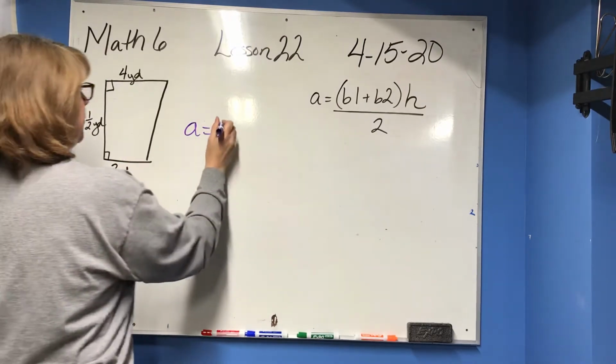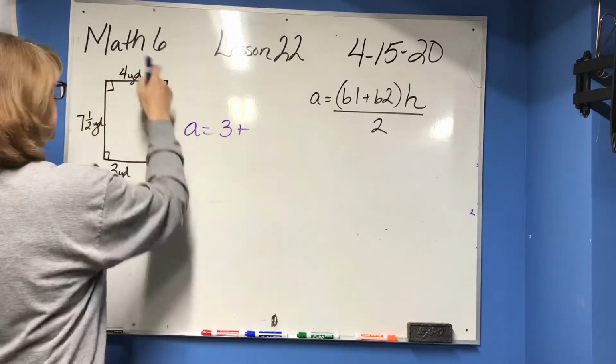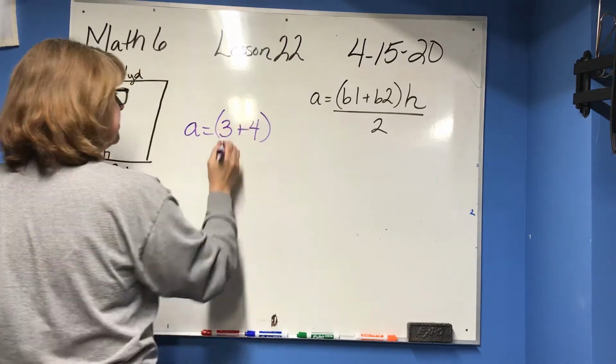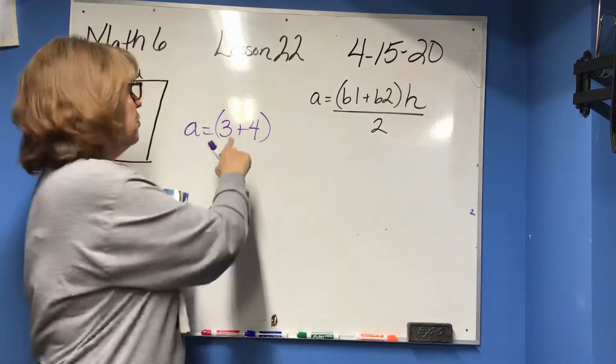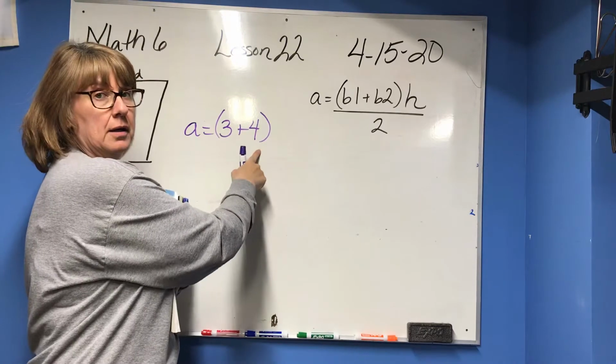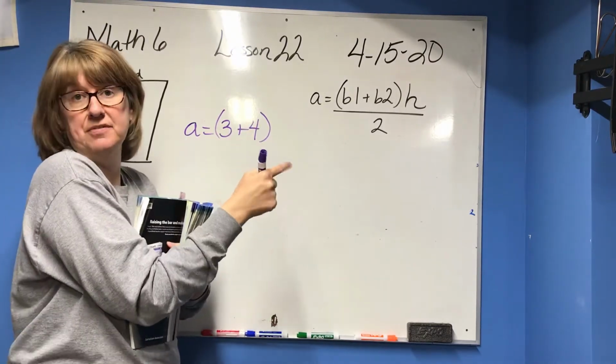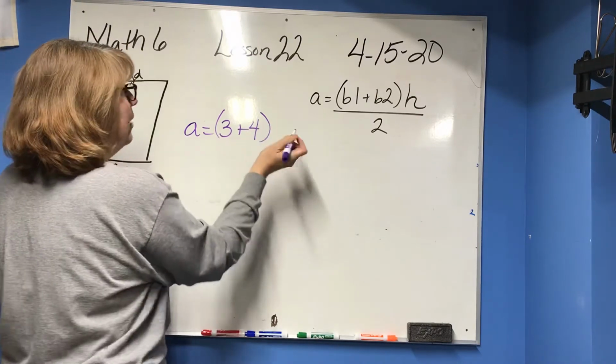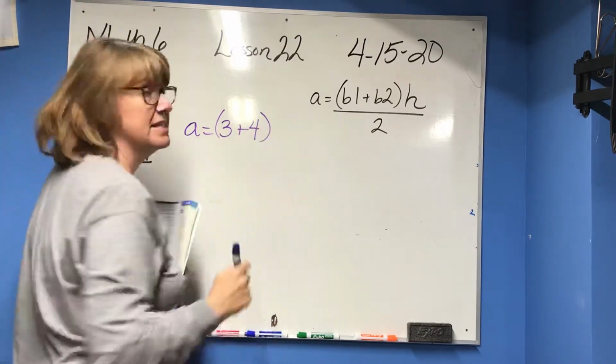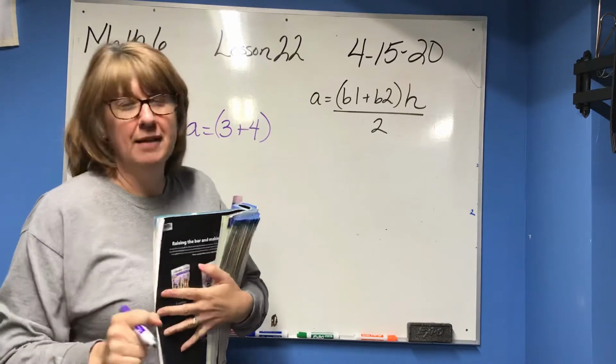Base 1 is 3 plus base 2 is 4. And I'm going to put them in parentheses because I have to do that first. Now, does order matter? Could I put 4 plus 3? I can, right? Because this is addition and it's commutative, so order doesn't matter. Okay, now I'm going to multiply it times the height. So that's 7.5. Don't you love it? They love those mixed numbers.